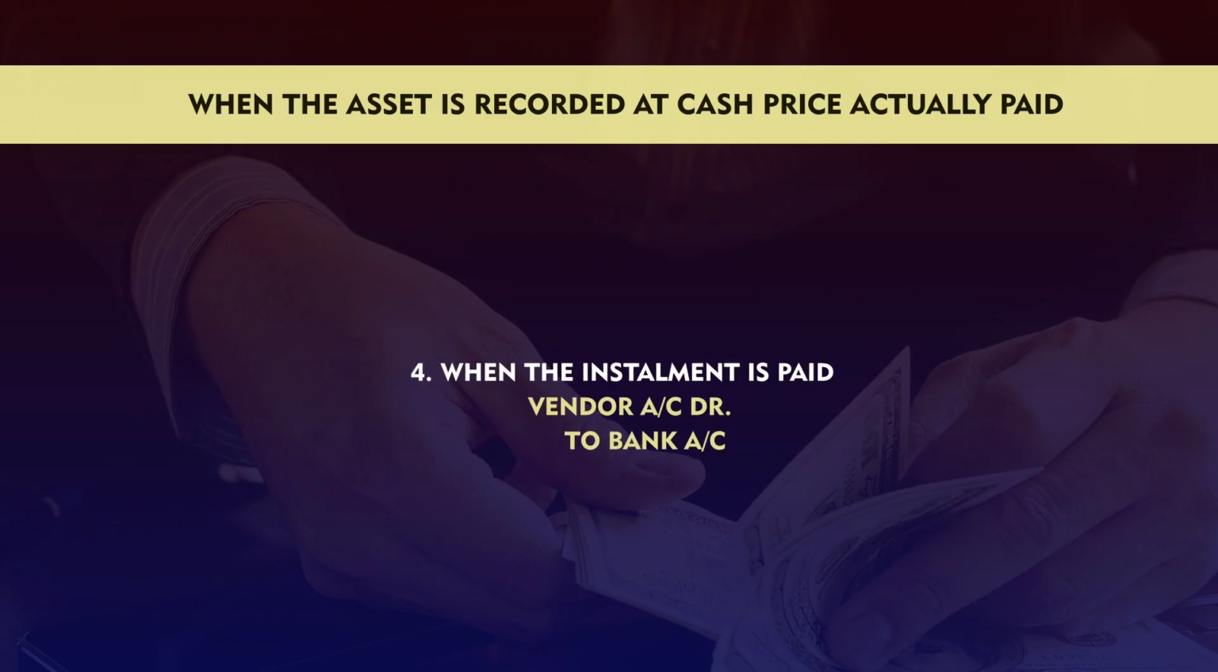Then the next journal entry would be when the installment is paid. It is very simple: vendor account debit to bank, because the vendor is the person who is receiving the payment. Therefore, as per the rationale of the personal account, we will debit the receiver. So, here the vendor account is debited because he is receiving the payment, and as per the rationale of the real account, we will credit anything which is going out. Here the payment from the bank is going out, therefore, we have credited the bank account.